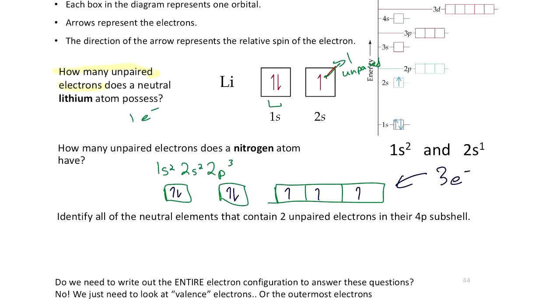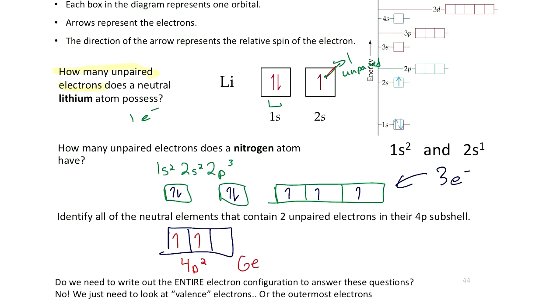All right, so let's do this a little bit differently. Let's identify all of the neutral elements that contain 2 unpaired electrons in their 4p subshell. A 4p subshell has how many boxes? 3, yes, p, so 1, 2, 3. So how can we write 2 unpaired electrons? We can go 1, 2, like that. Basically we need an element that has 2 electrons in its 4p orbital. What element is that? You look at 4p, it's going to be germanium. Germanium has 2 electrons in its 4p orbital.